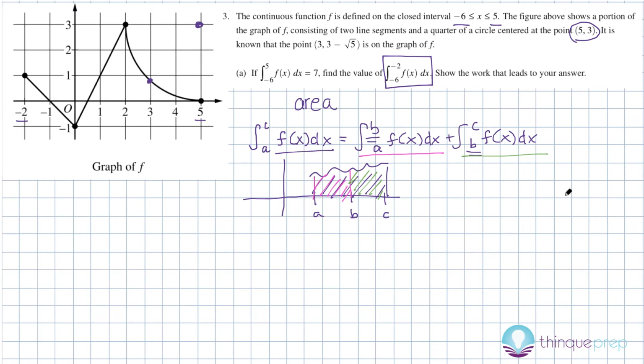And if we want to write it for this question then, we would say that the integral from -6 to 5 of f of x dx equals the integral from -6 to -2 of f of x dx plus the integral from -2 to 5 of f of x dx. And in fact, the scoring guideline gives you a point if you write out this expression in some way, shape, or form.